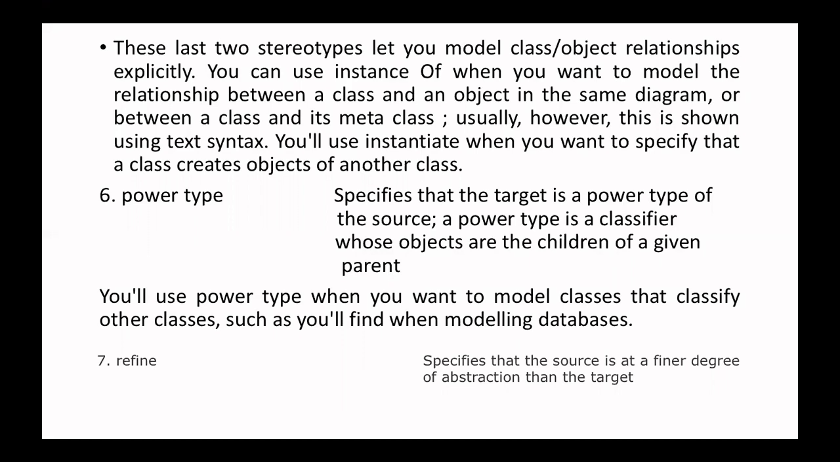Power type specifies that the target is a power type of the source. A power type is a classifier whose objects are the children of a given parent. You will use power type when you want to model classes that classify other classes, such as you will find when modeling databases. Refine. Refine specifies that the source is at a finer degree of abstraction than the target.